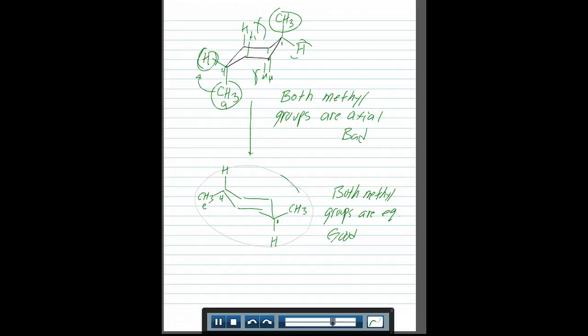So this is the stable conformation. That's the most stable conformation that trans 1,4-dimethylcyclohexane exists in. And this is actually how the molecule is going to exist. But understanding how to do this ring flip is very important.